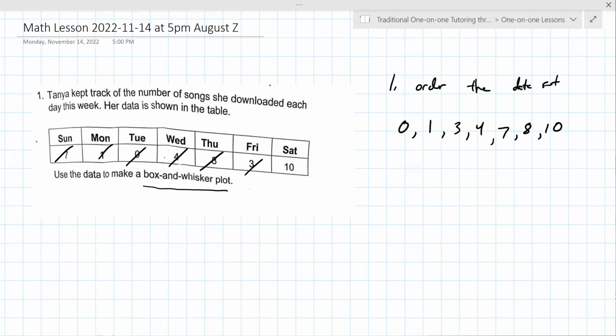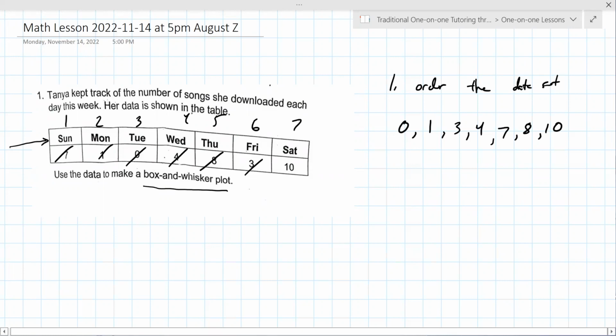Okay, now how many numbers are in this data set? And before you count, just think about how many days of the week there are. There's 7 days of the week. So if you were to put that above the numbers, the middle number is the 4th number, which just happens to be that one right there. So that's what's called the median. We did that in a previous lesson. You need that number for your box and whisker plot.